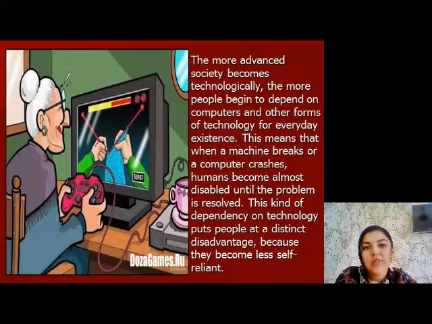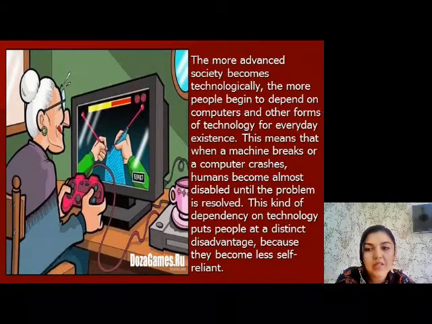The more advanced society becomes technologically, the more people begin to depend on computers and other forms of technology for everyday existence. This means that when a machine breaks or a computer crashes, humans become almost disabled until the problem is resolved. This kind of dependency on technology puts people at a distinct disadvantage because they become less self-reliant.